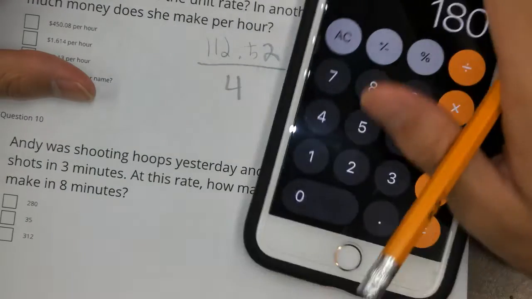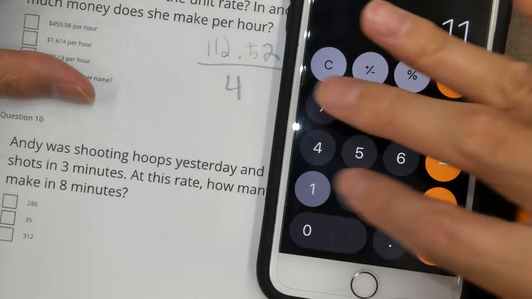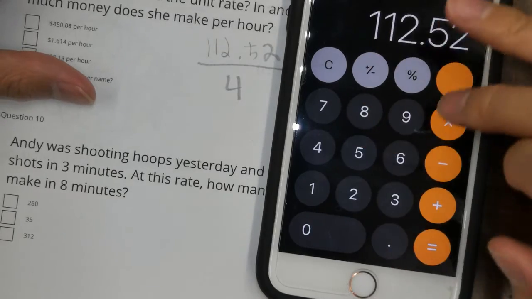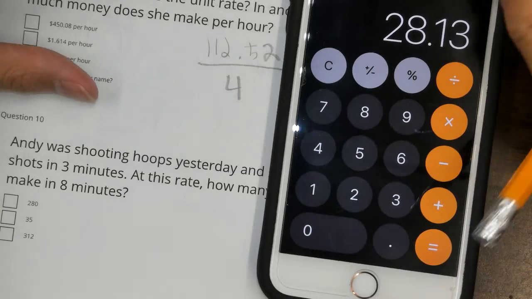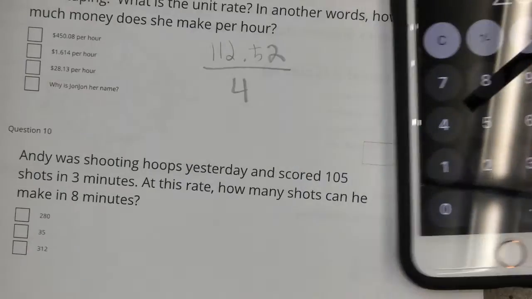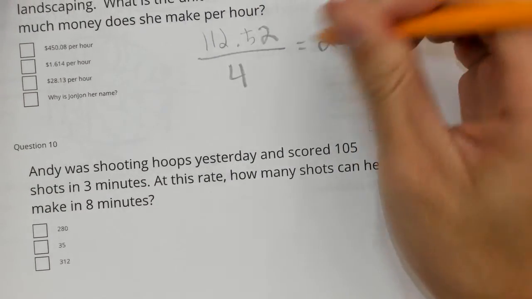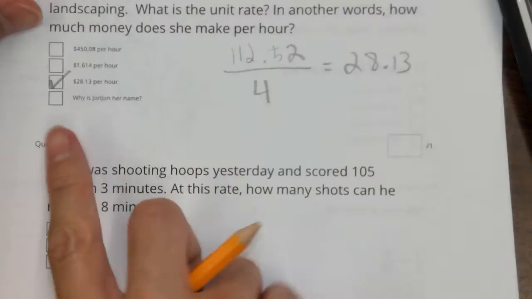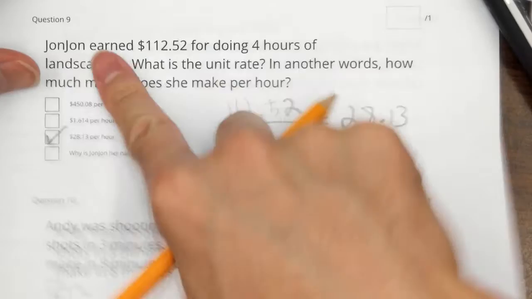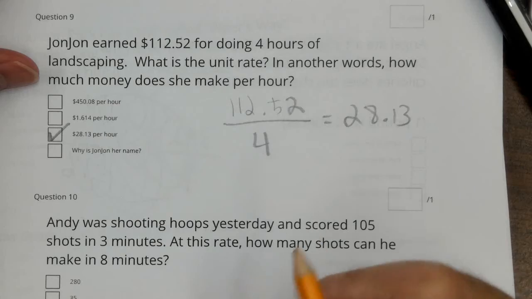Okay, we got 112.52 divided by 4, and the answer is $28.13. Boom! So your answer is $28.13 per hour. That's how much John makes every hour he landscapes.